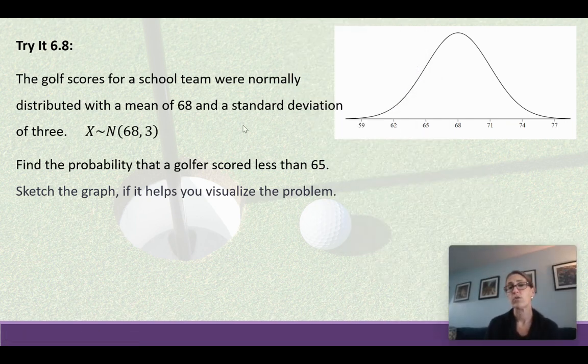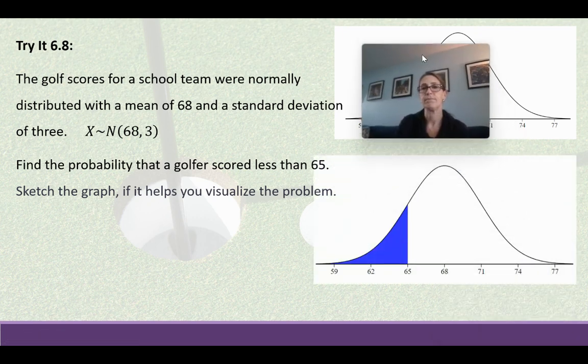Golf scores for a school team were normally distributed with a mean of 68 and a standard deviation of 3. So we're going to find the probability that a golfer scored less than 65. Here's our basic graph with our mean of 68. 3 is our standard deviation, so each marking here is 3 units away. So less than 65, the line's going to be here and shaded in.